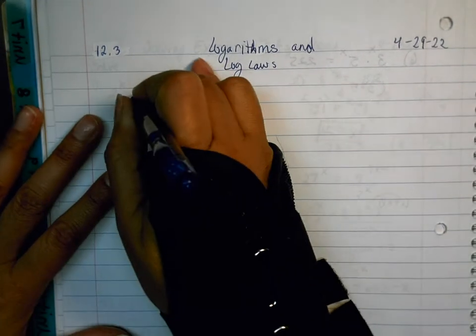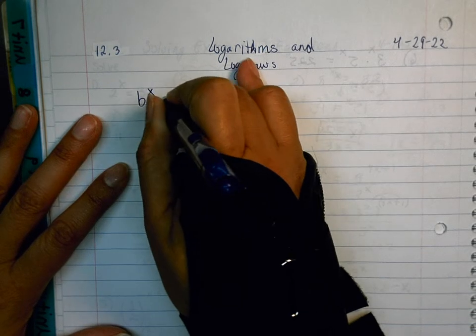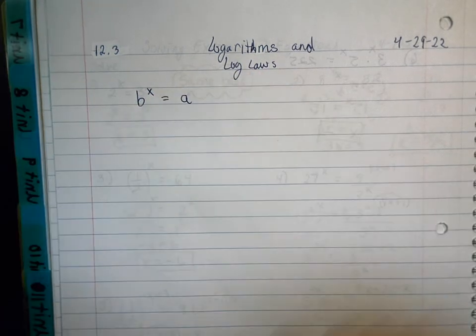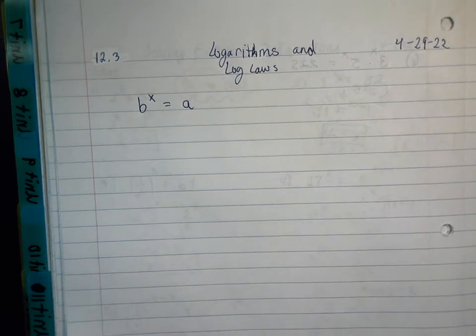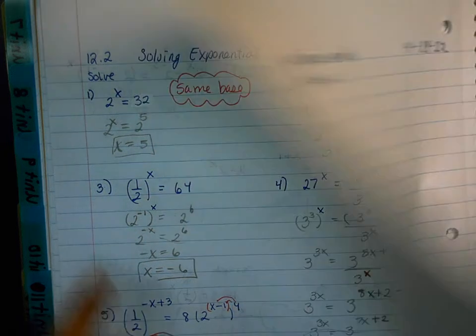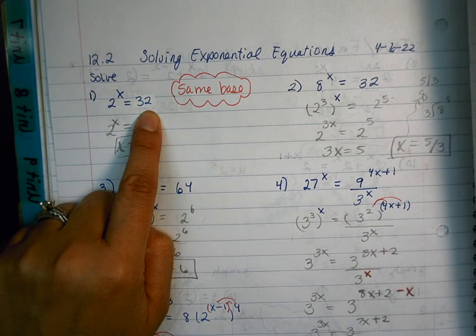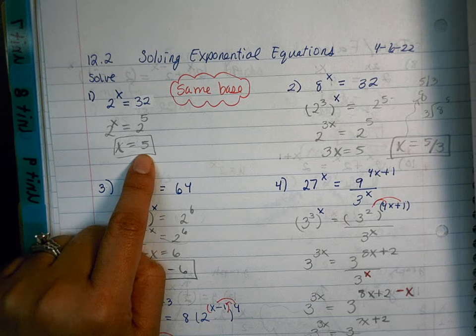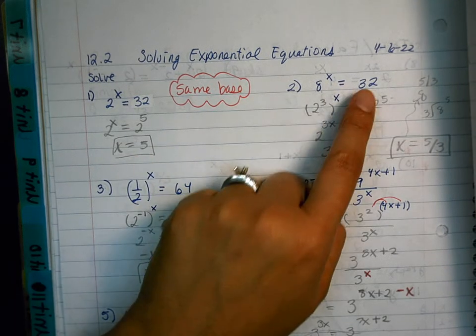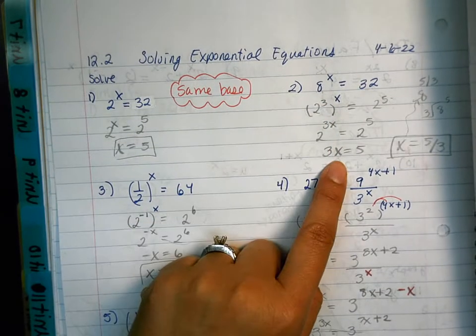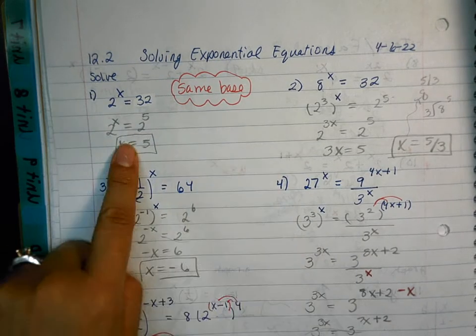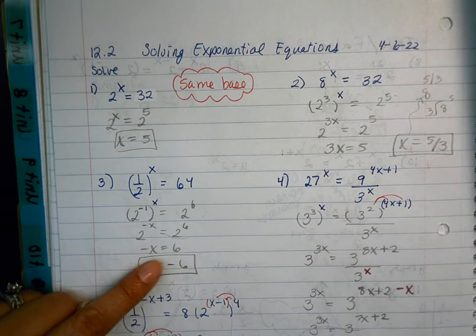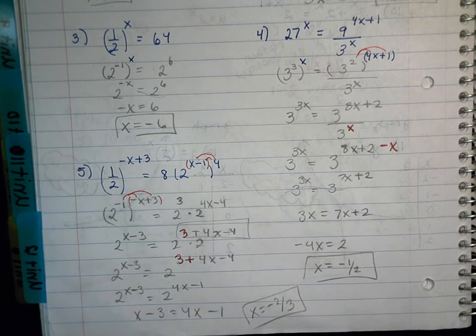First off, I'm going to write this. This is something we've done before. B to the x equals a. And how did we solve these before? We've done something like this: 2 to the x equals 32. We got them to have the same base, and we solved. 8 to the x equals 32. We got them to the same base, and we solved. Sometimes our answers are whole numbers, fractions, negative numbers, but we know how to solve.